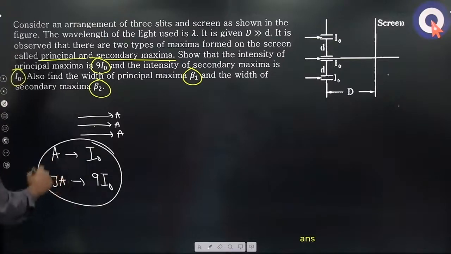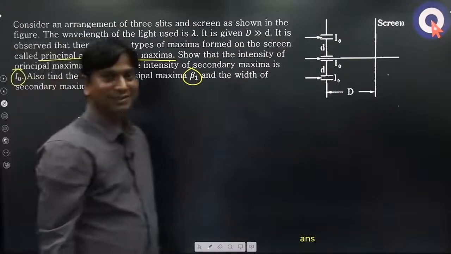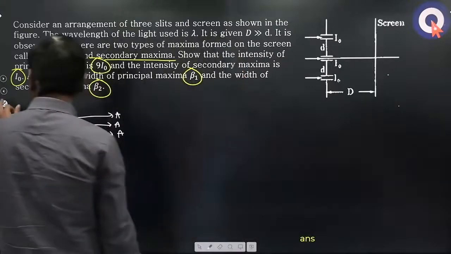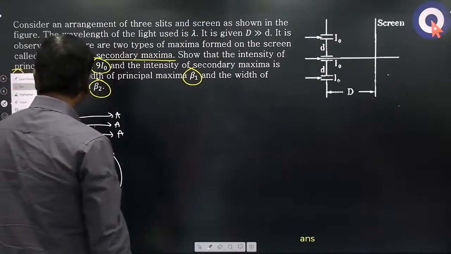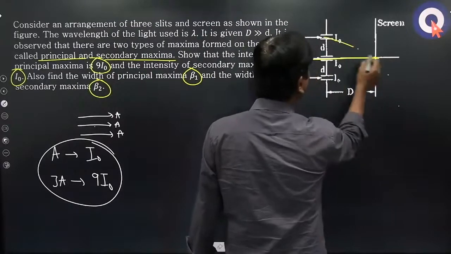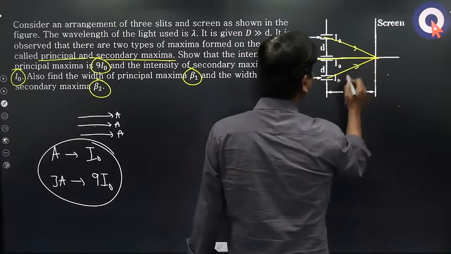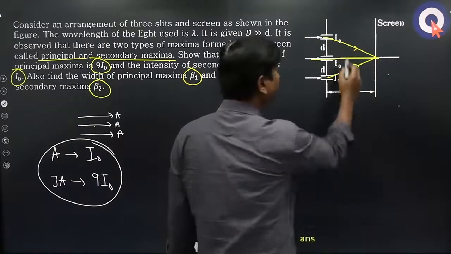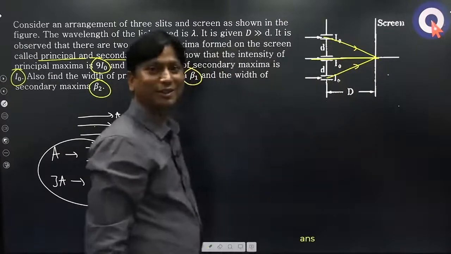So in order to get 3A, all should be in the same direction. Right or not? But all cannot be in the same direction because here definitely they are getting a path difference and similarly a phase difference. This is coming like this, coming here, this coming here. But what is the path difference between this one and this one? 0, right? But this one and this one cannot be 0 at all. Correct or not?